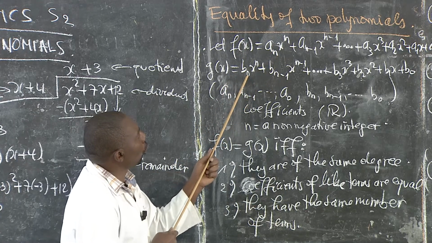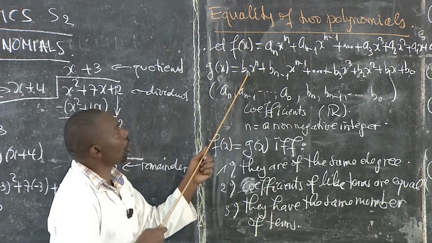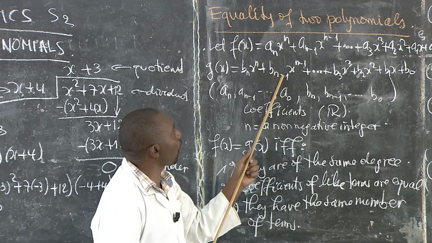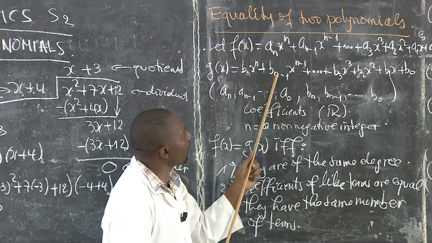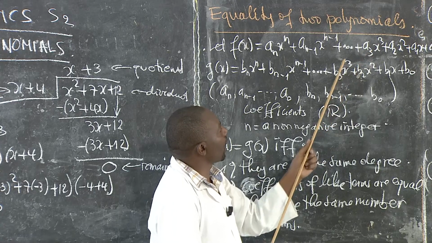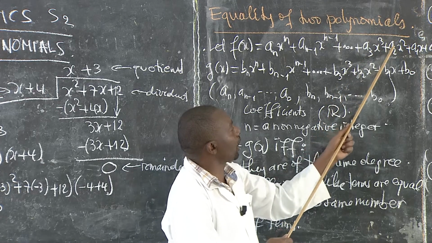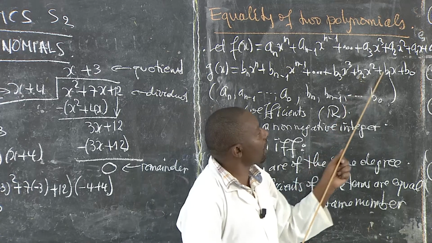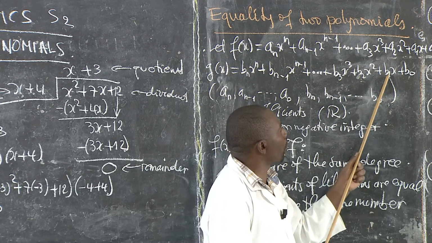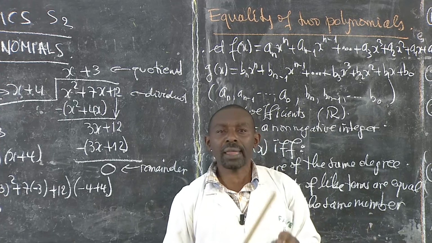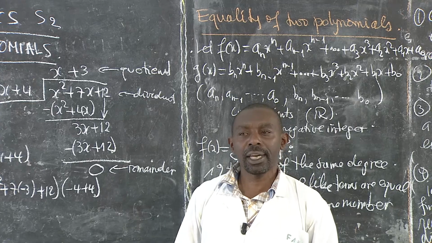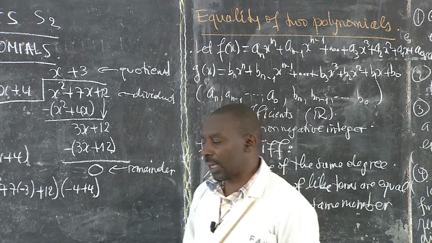For instance, if these two polynomials are equal, a_n must equal b_n, because these are like terms. a_(n-1) and b_(n-1) are like terms, so this must be equal. a3 and b3 must be equal. a2 and b2 must be equal because these are the coefficients of like terms. And a1 must equal b1. Even a naught and b naught must be equal because both are terms independent of x. Are we together? Is it clear? Thank you very much.